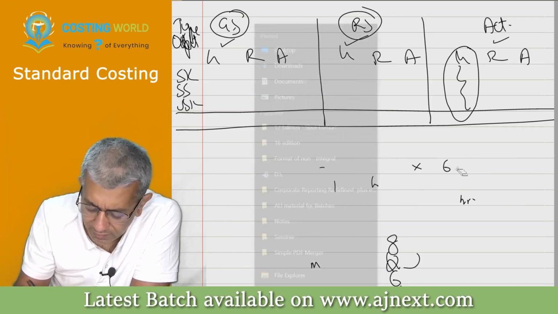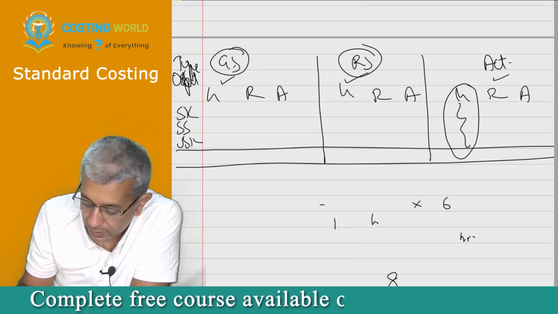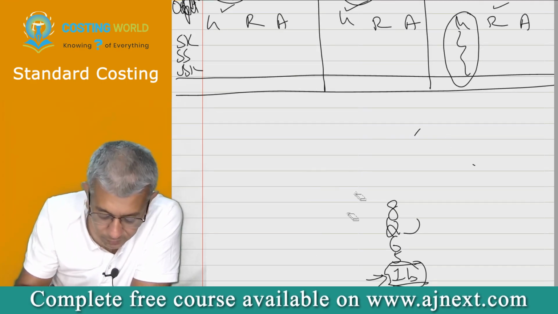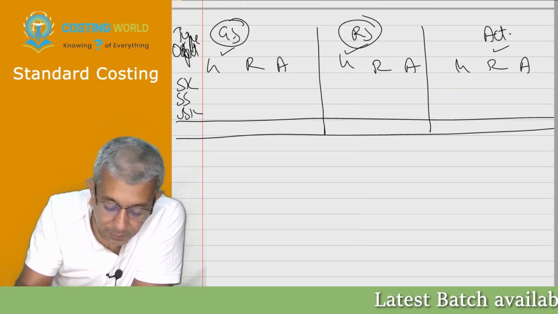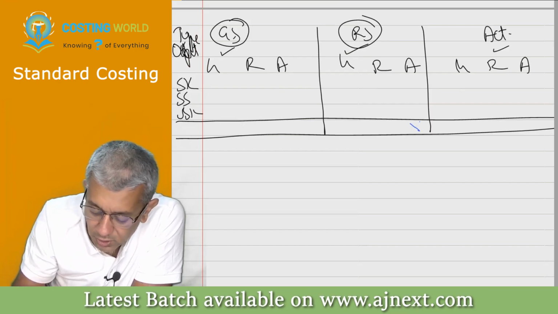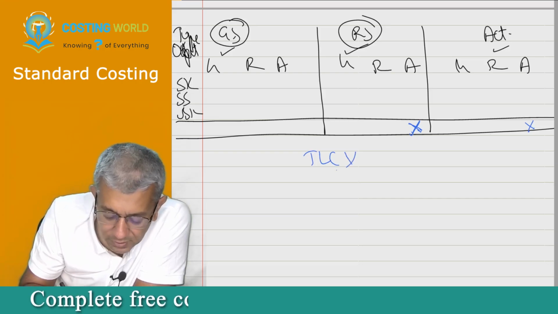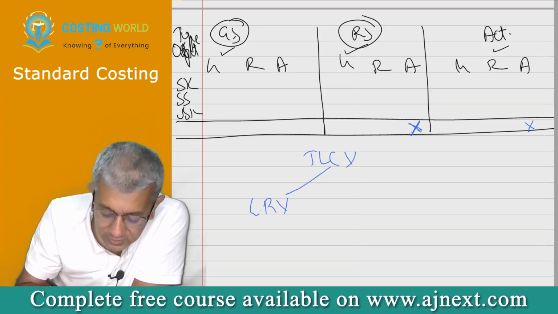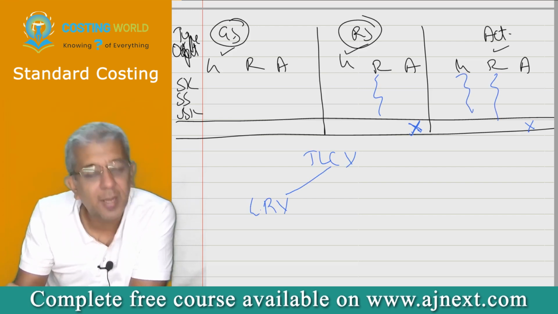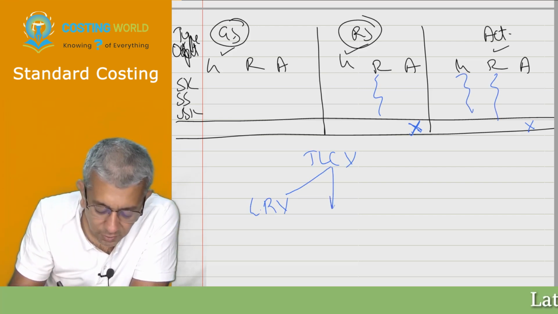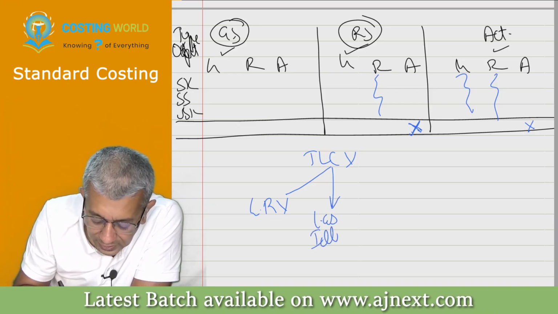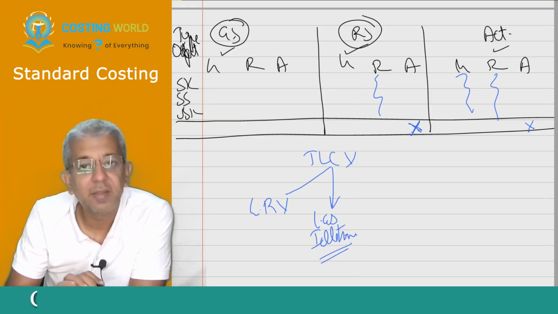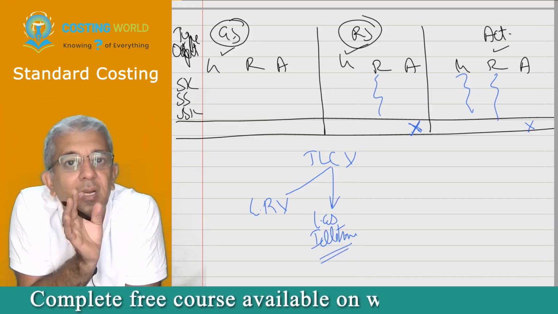So abnormal idle time will only be there in actual data. And if it is there in the question, what difference does it make to you? First, the total labor cost variance: how much we should have incurred, how much we have incurred, that will be your first variance. It is broken up into labor rate variance, standard rate minus actual rate into actual hours. But then we are going to calculate a new variance, which will be called labor idle time variance. Labor idle time variance will be calculated whenever idle time data is given to you.